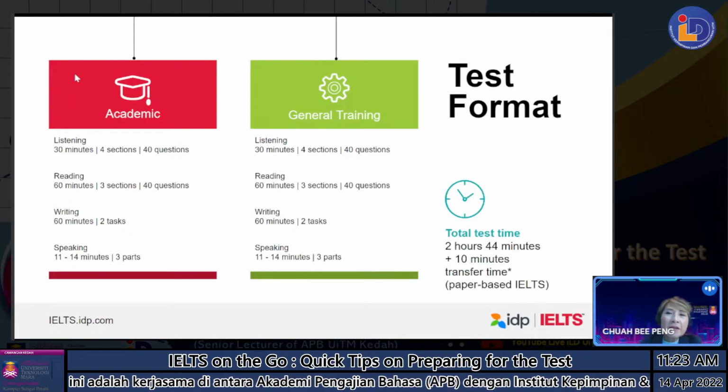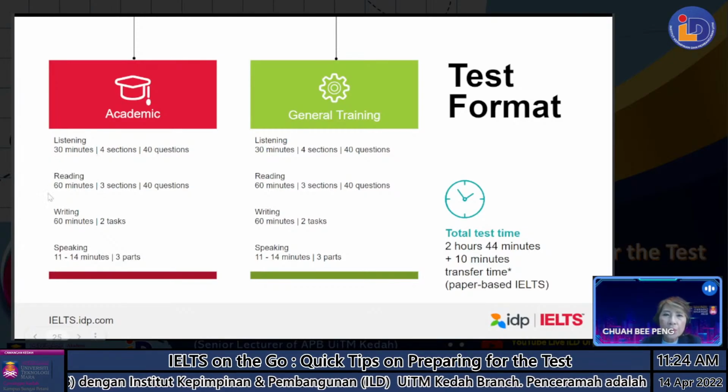For the academic version, there are four sections: listening, reading, writing, and speaking. We call them modules. Listening module, reading module, writing module, and speaking module. And general training has the same.